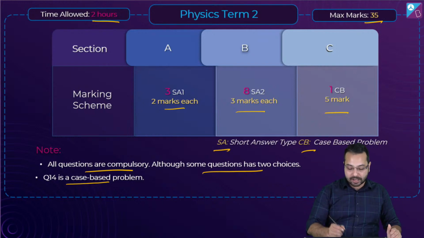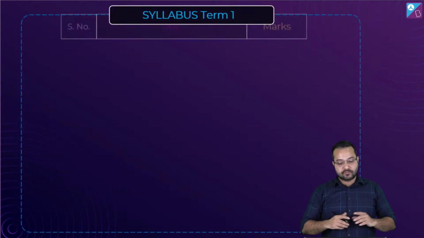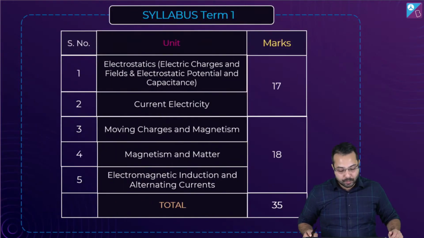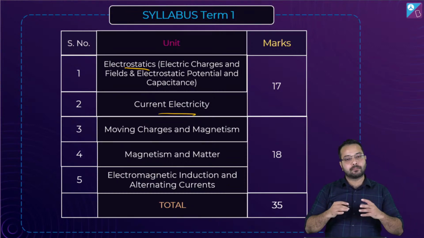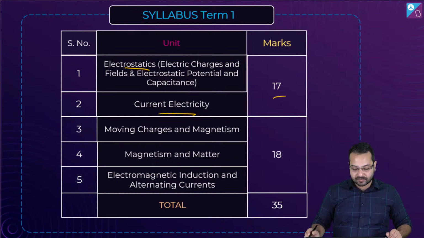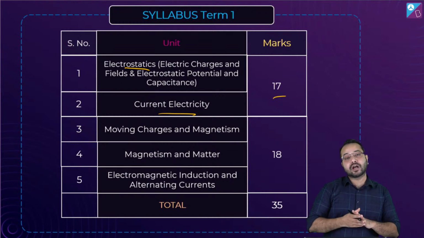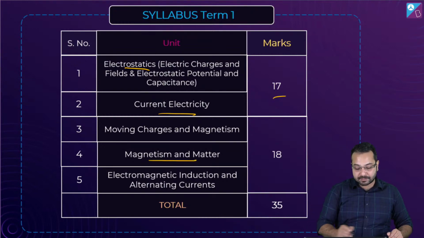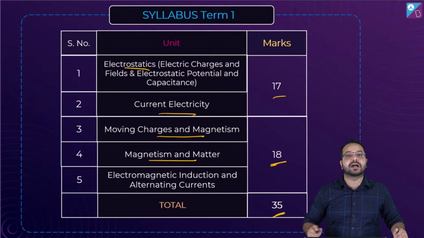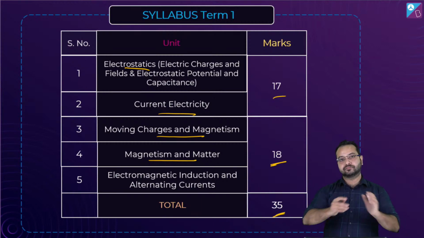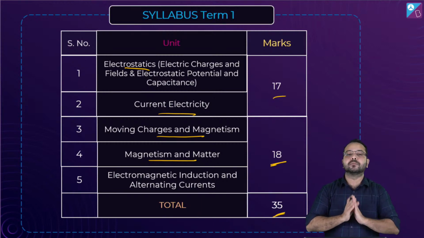Now what are the weightages? For term 1, the weightage for electrostatics and current electricity combined is 17 marks, and then electromagnetic induction, magnetism and matter, and moving charges, basically electromagnetism, have a weightage of 18, and that is going to make it 35. That is the total marks for term 1.